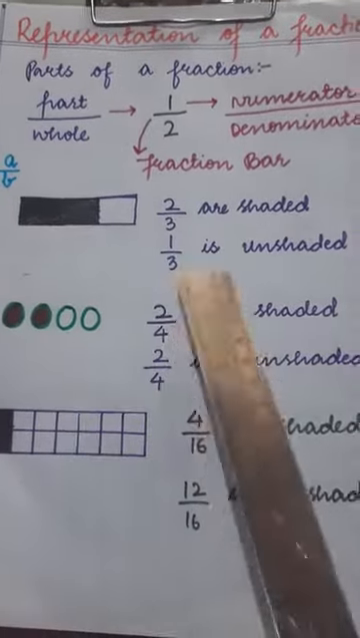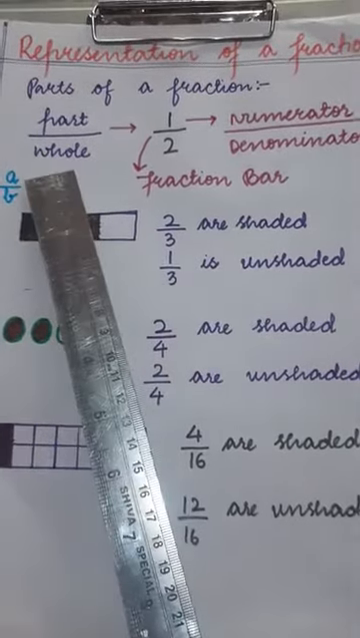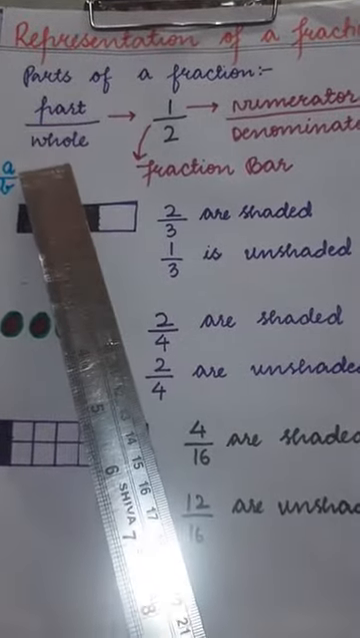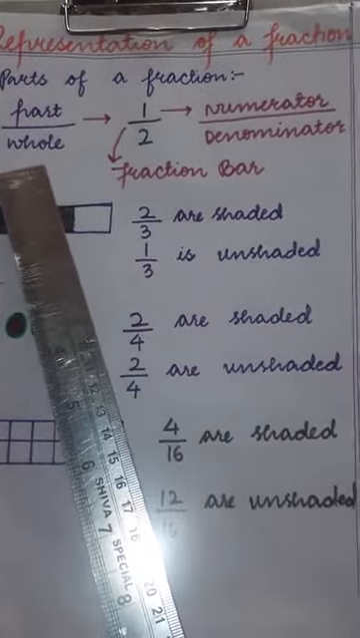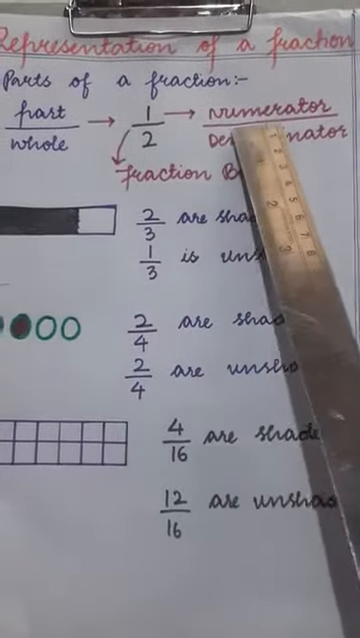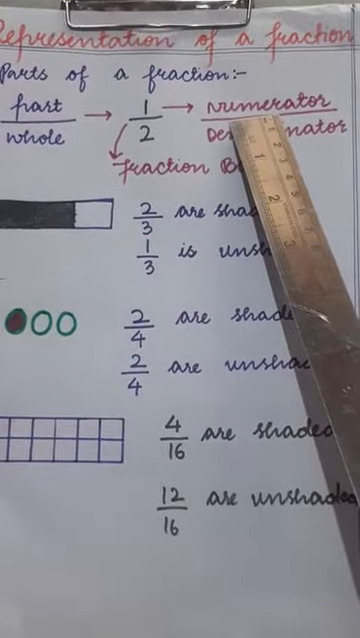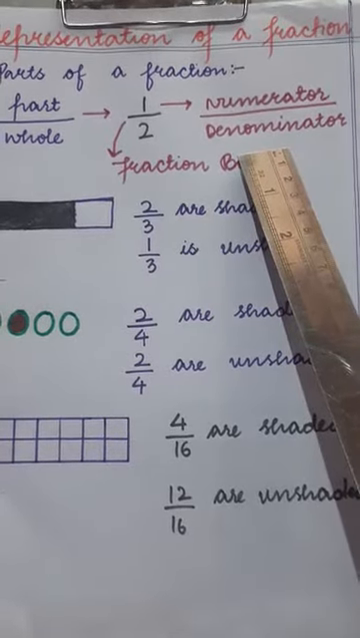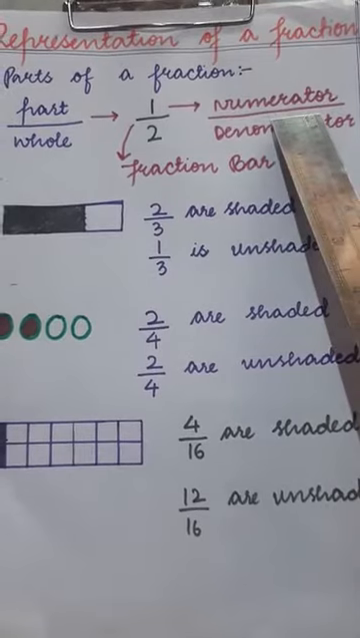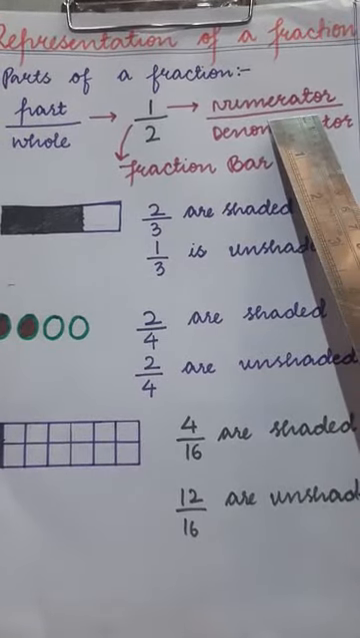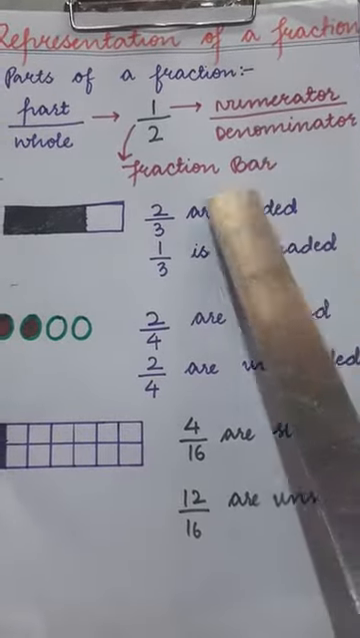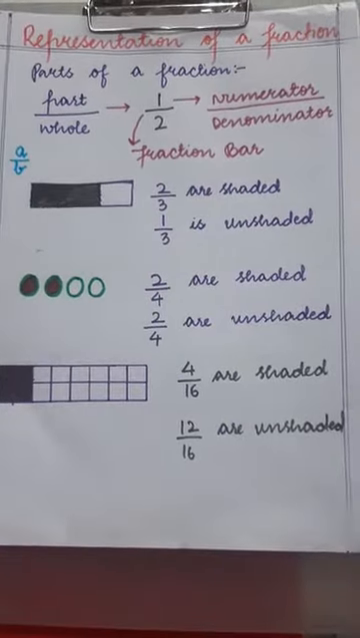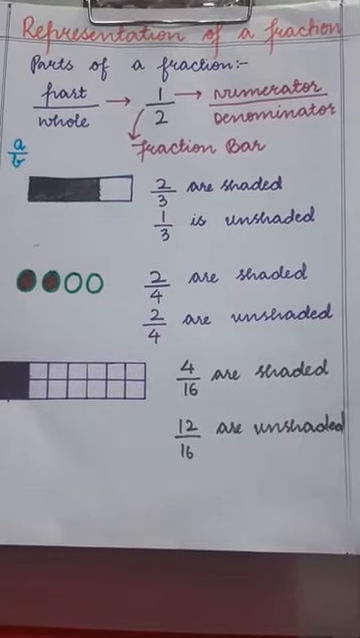We can see that the fraction has two parts, that is the top part and the bottom part. And the top part is called numerator, whereas the bottom part is called denominator. There is a bar which separates the bottom part and the top part, and that bar is known as fraction bar.